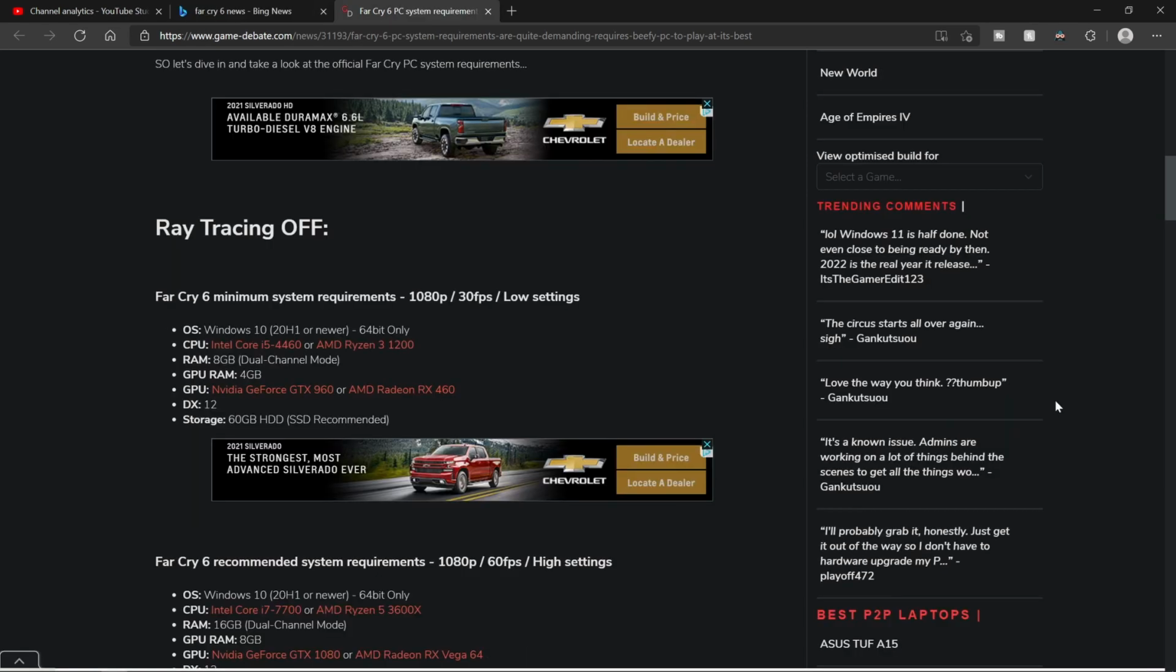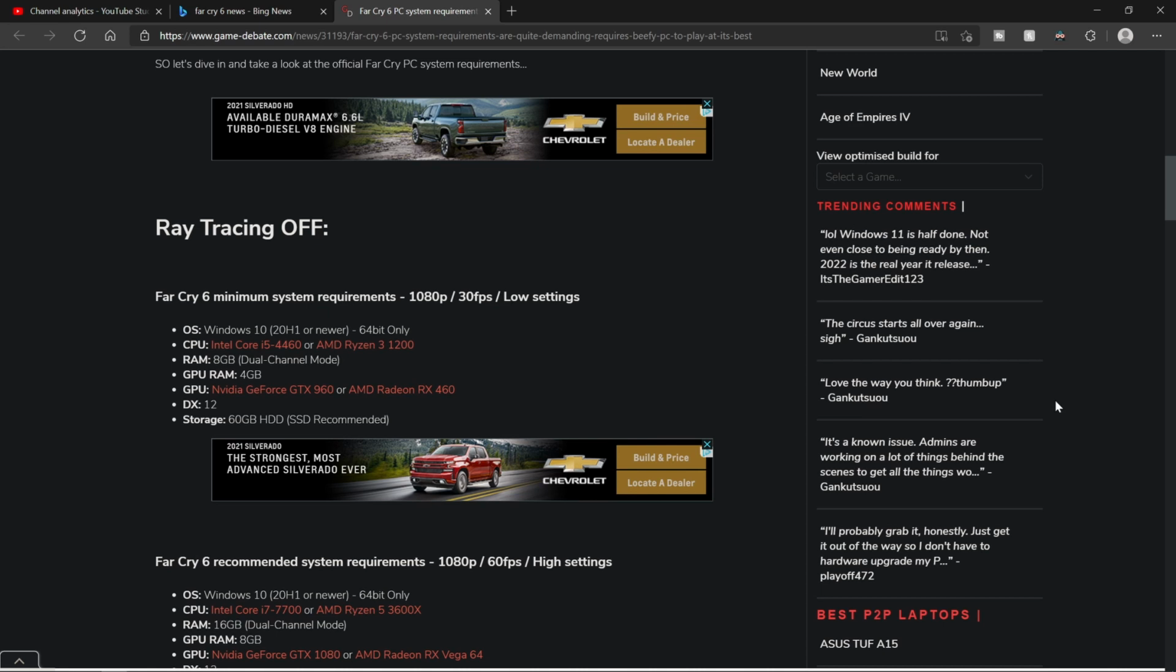Alright, so I want to get some things out of the way right off the bat. Windows 10, DirectX 12 or DX12, and a storage space of 60 gigabytes are going to stay the same throughout all the recommendation settings. So I'm only going to talk about them now, and I just did.